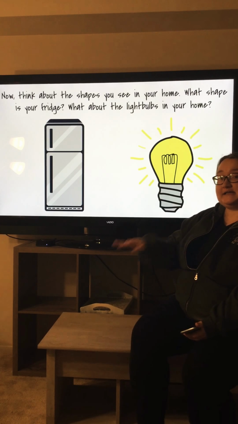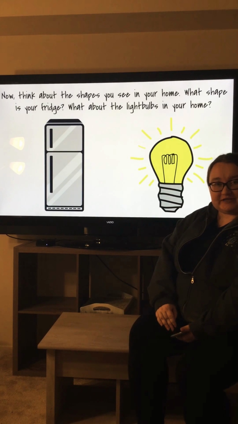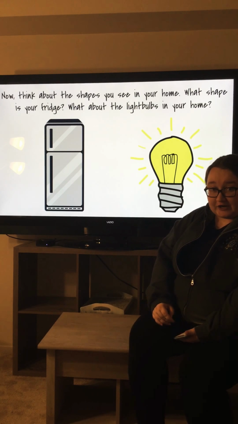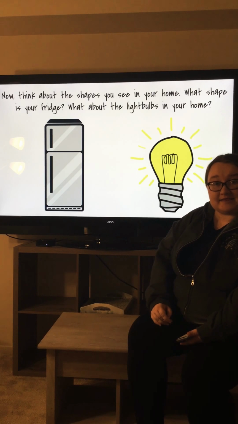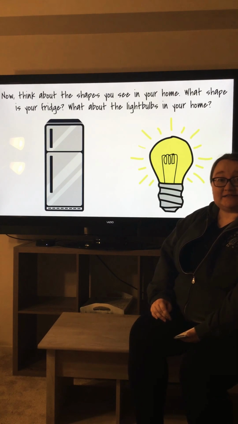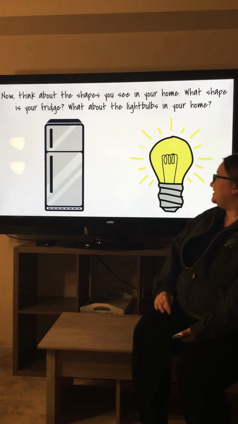Now, we're going to take it a step further. In your house, all around you, I'm sure you see all kinds of shapes. Now, think about what shape is your refrigerator? What about the light bulbs when you look at them in the ceiling? My refrigerator is a rectangle, and when I'm looking up at the lights in my house, I see a circle.